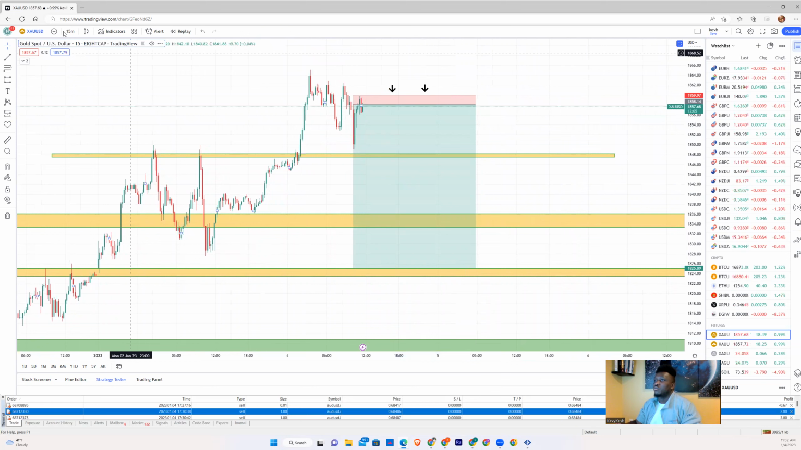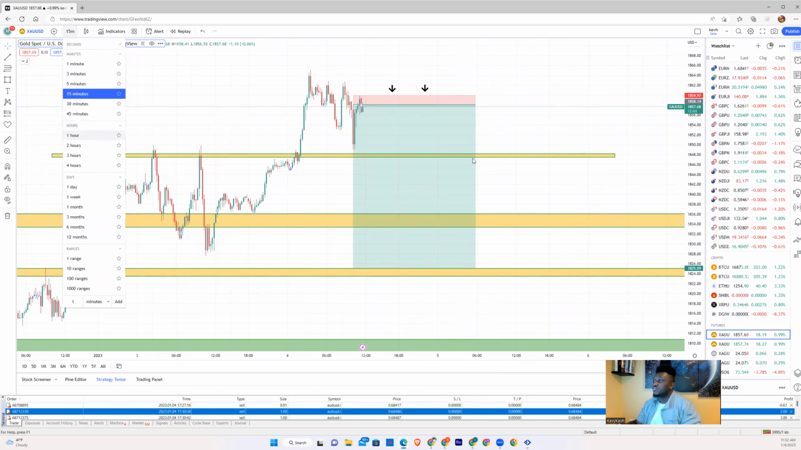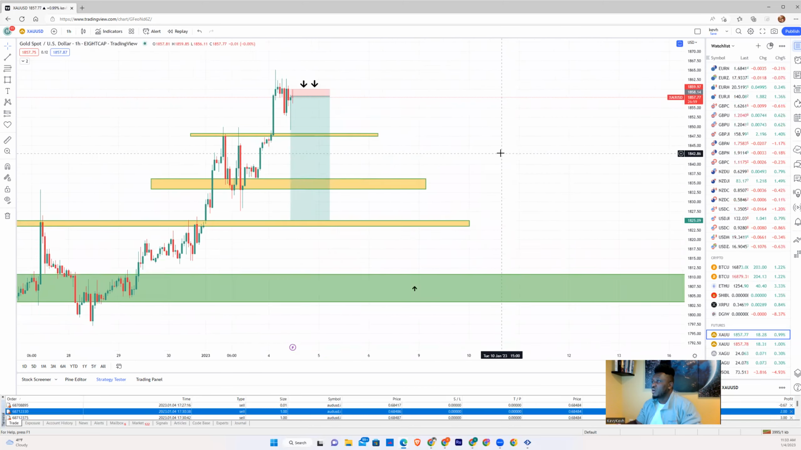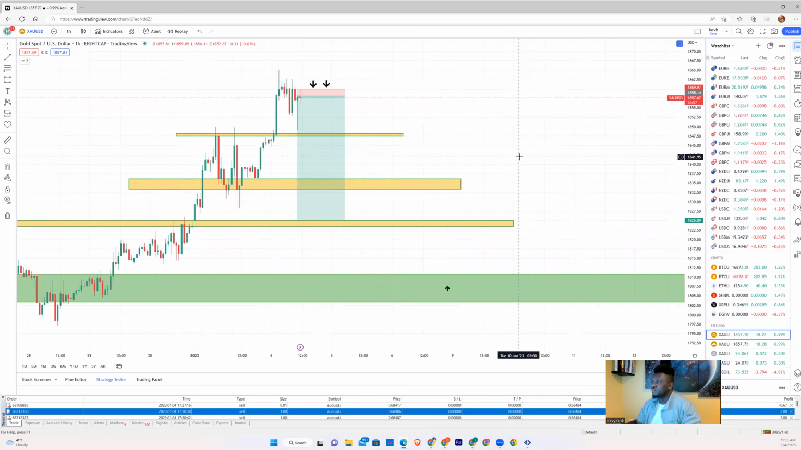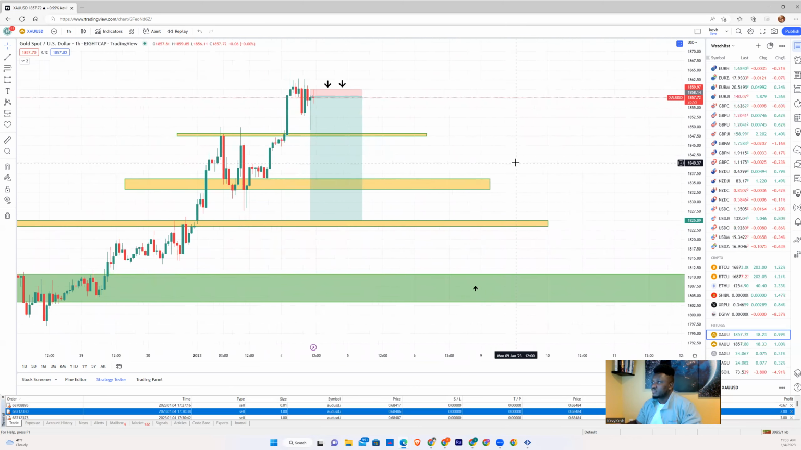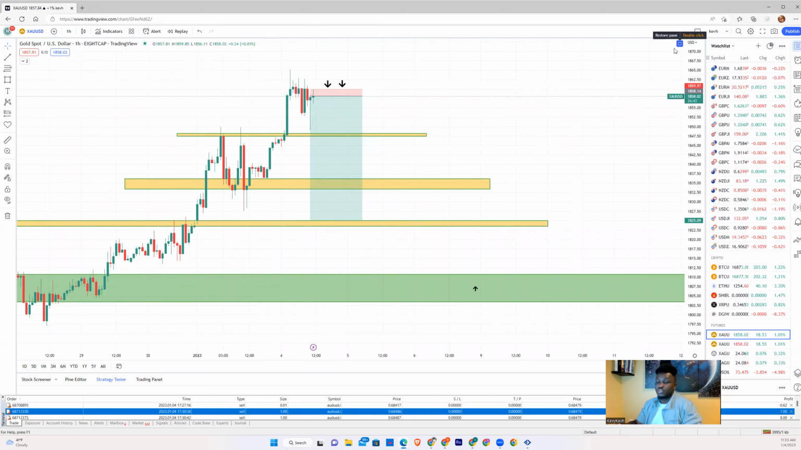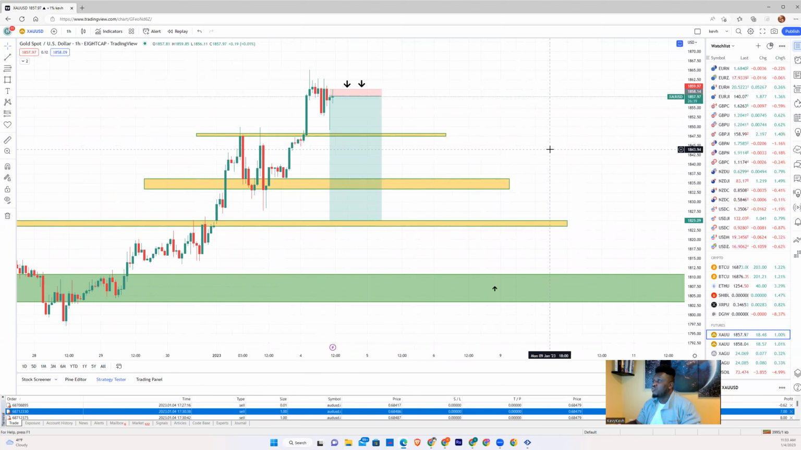There we go. I'll send this also to the group. Okay. My indicators, what are my indicators saying? They're saying this market has a possible chance of giving us a sell, possible pullback.